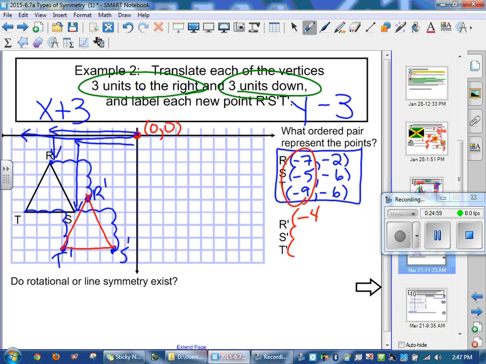Negative 4. What's negative 5 plus 3? Negative 2. What's negative 9 plus 3? Negative 6. Excellent. Now we're going to do the other one.